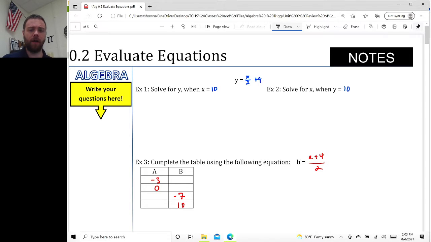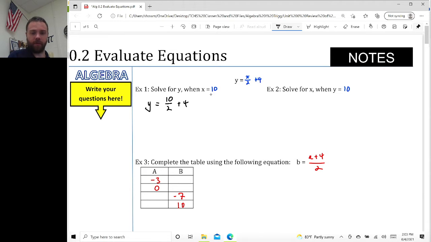So it says solve for y when x equals 10. What that means is whenever x is equal to 10 in this equation, what we're trying to do is solve for y. That's our goal. What's nice is that y is by itself, so I don't have to solve for it. All I have to do is plug that in and start solving. So I've got y equals 10 over 2 plus 4.